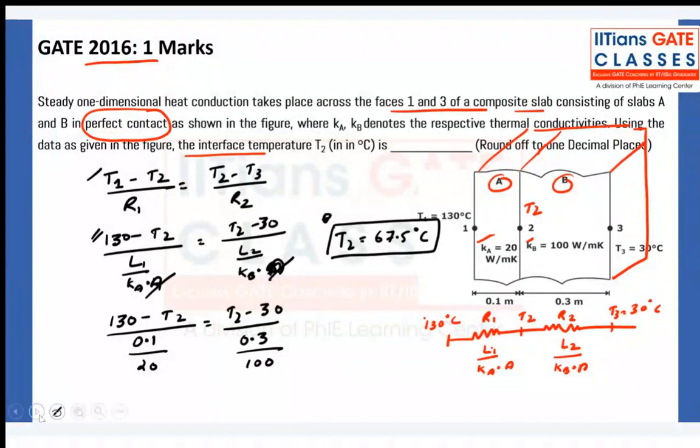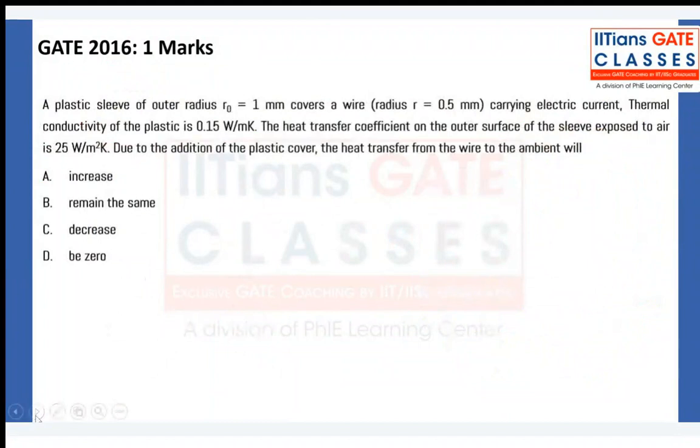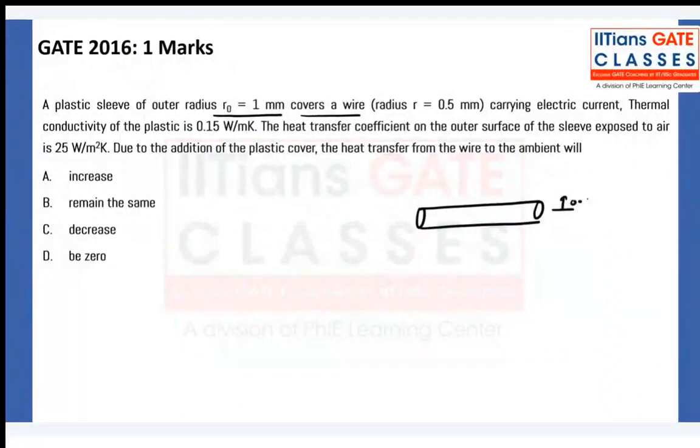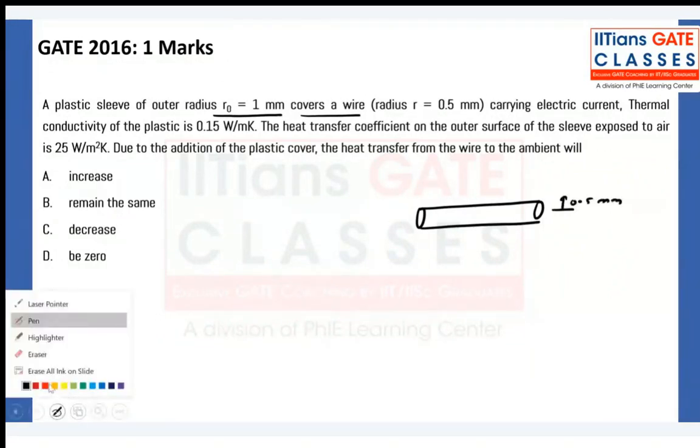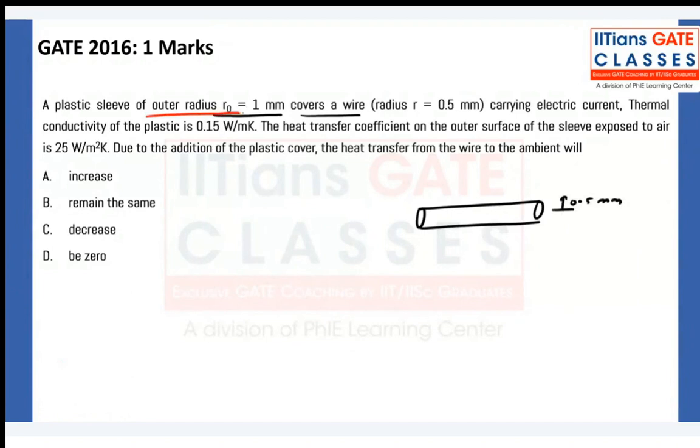Chalo. A plastic sleeve of outer radius R naught, 1 millimeter, covers a wire. So we have a wire of radius 0.5 millimeter. Now what I have done is covered it with a plastic sleeve.